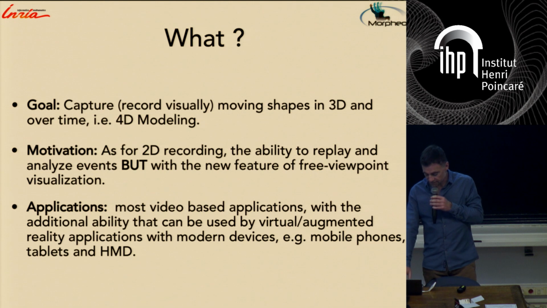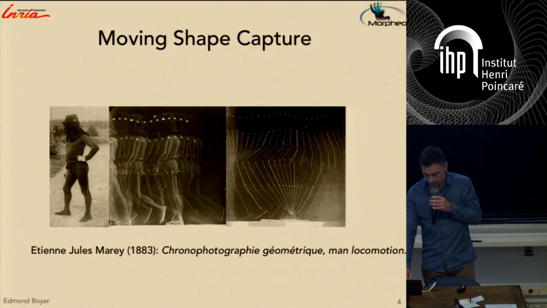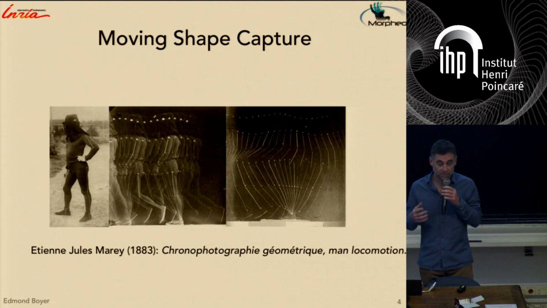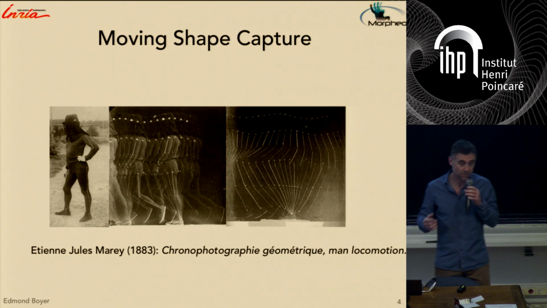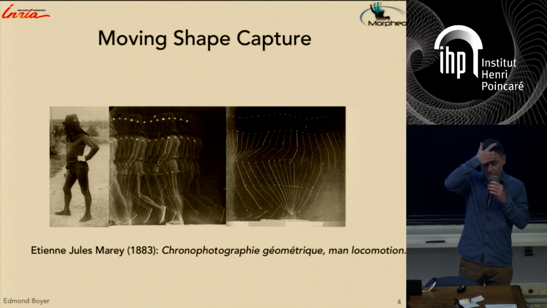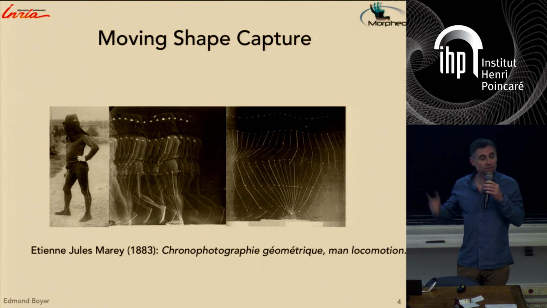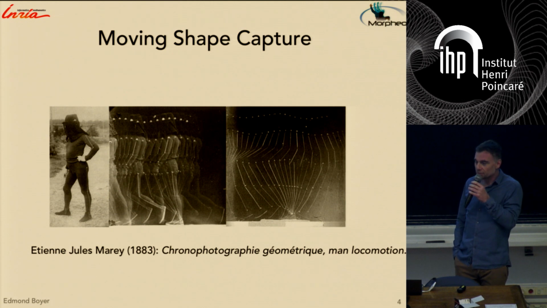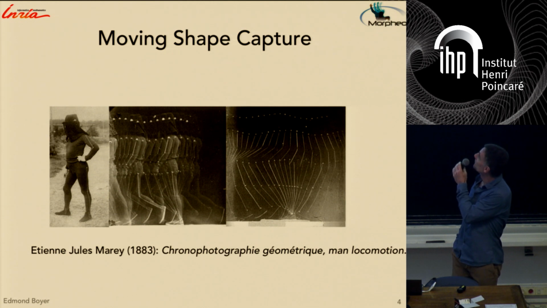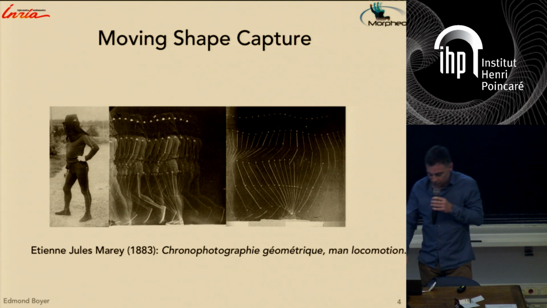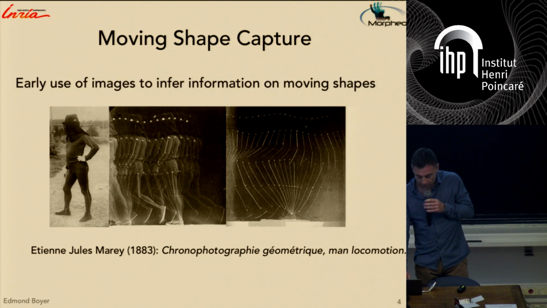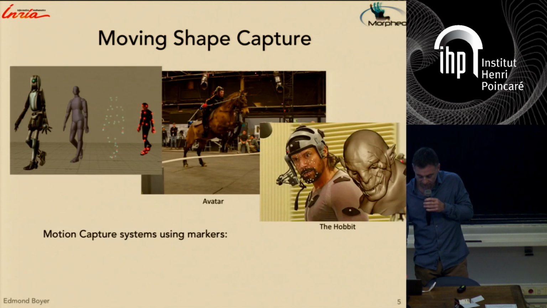I'd like to talk about the historical background because I think it's interesting. Using pictures or images to infer information about motion is not new. I guess you know this image. But anyway, I love to see this; it's the first motion capture system ever, I guess, right? People were using images to really capture the way humans were moving. So this is an early use of images to infer information on moving shapes.